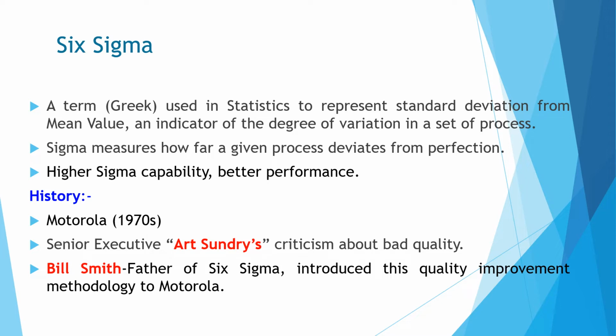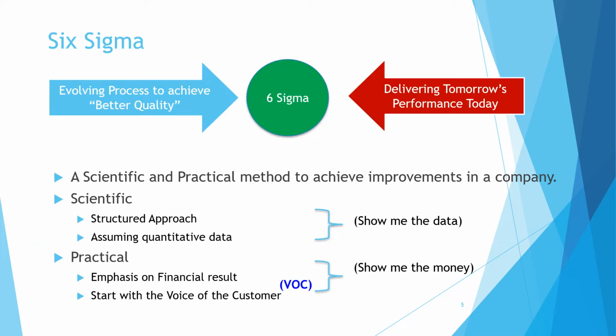The history is that it was introduced in the 1970s, because of criticism about bad quality by a senior executive. Bill Smith, who is considered the father of Six Sigma, introduced this quality improvement methodology to Motorola. So Six Sigma means evolving a process to achieve better quality, or delivering tomorrow's performance today.